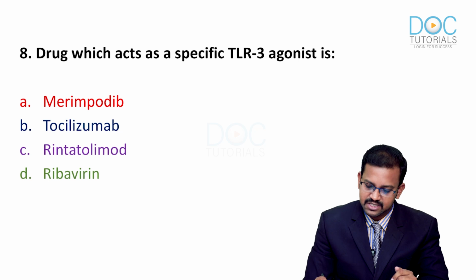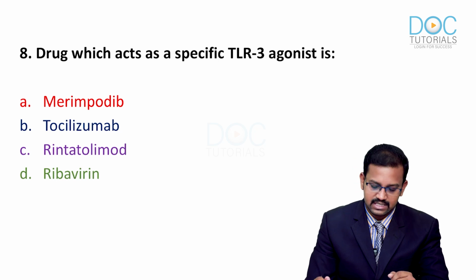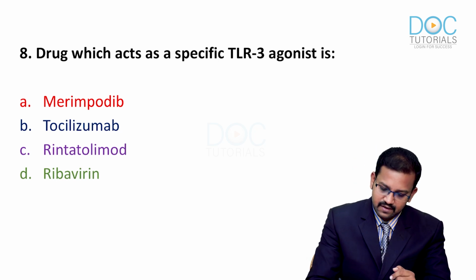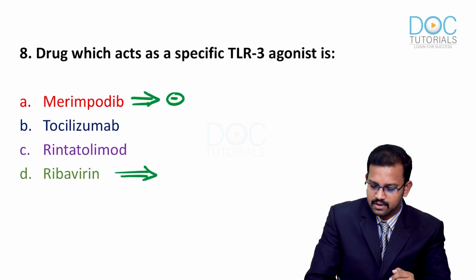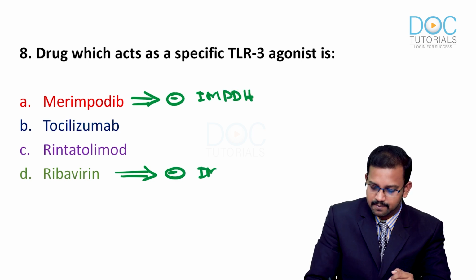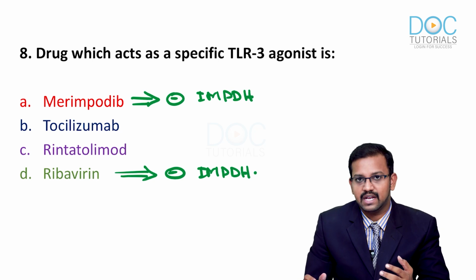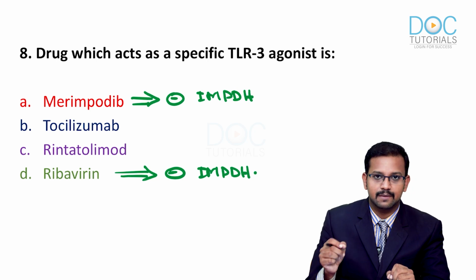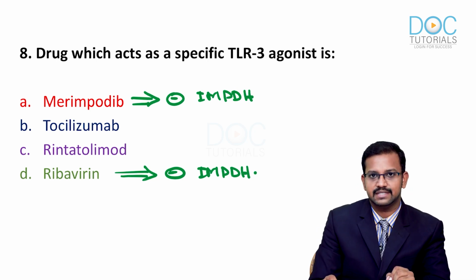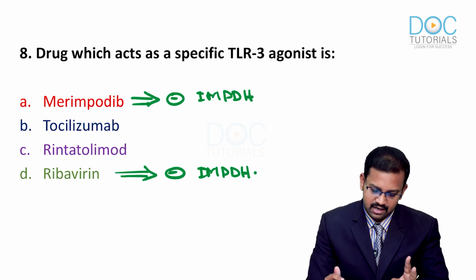Which drug acts as a specific TLR3 agonistic agent? TLR3 means toll-like receptor 3. Among these, the first option is Merimepodib. Merimepodib and Ribavirin both tend to inhibit the inosine monophosphate dehydrogenase enzyme, the IMPDH enzyme. Ribavirin has certain other actions, similar to Remdesivir and Favipiravir, but that mechanism is going to be least useful in treating SARS-CoV-2 infections. Now, tocilizumab and Rintatolimod work through two different mechanisms.